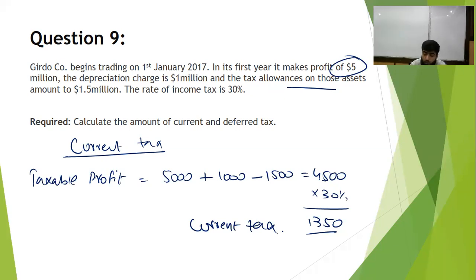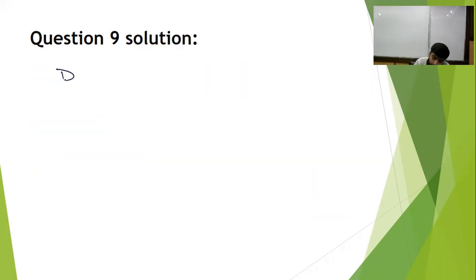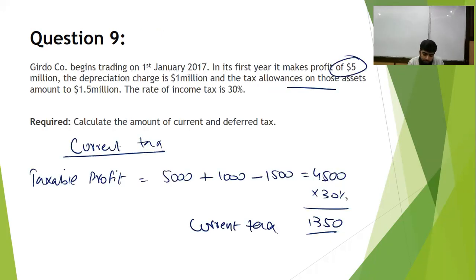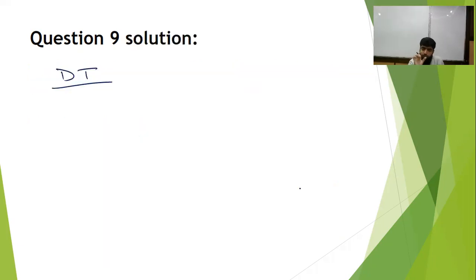But that is not the end. We need to calculate the deferred tax as well. But for the calculation of deferred tax, we need the carrying amount and the tax base of an asset. But in this question, we haven't been provided with the carrying amount and the tax base or the cost of the asset. But let me give you an idea. Let me give you a trick, a tool.